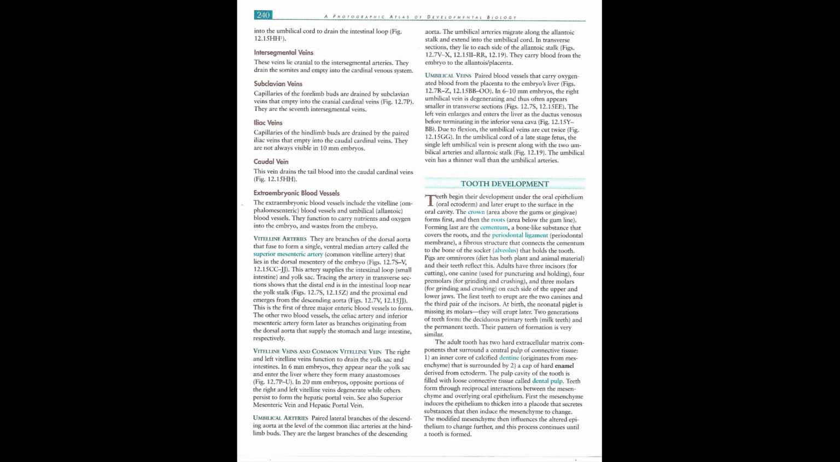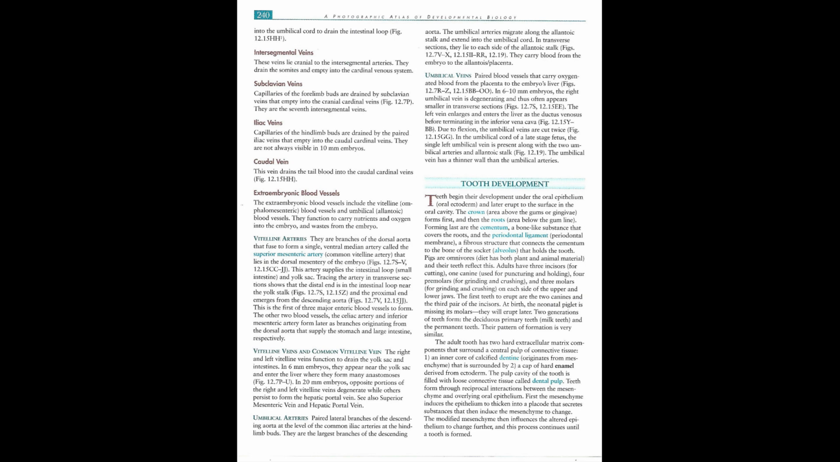Tooth development. Teeth begin their development under the oral epithelium, oral ectoderm, and later erupt to the surface in the oral cavity. The crown, area above the gums or gingivae, forms first, and then the roots, area below the gum line. Forming last are the cementum, a bone-like substance that covers the roots, and the periodontal ligament, periodontal membrane, a fibrous structure that connects the cementum to the bone of the socket, alveolus, that holds the tooth.